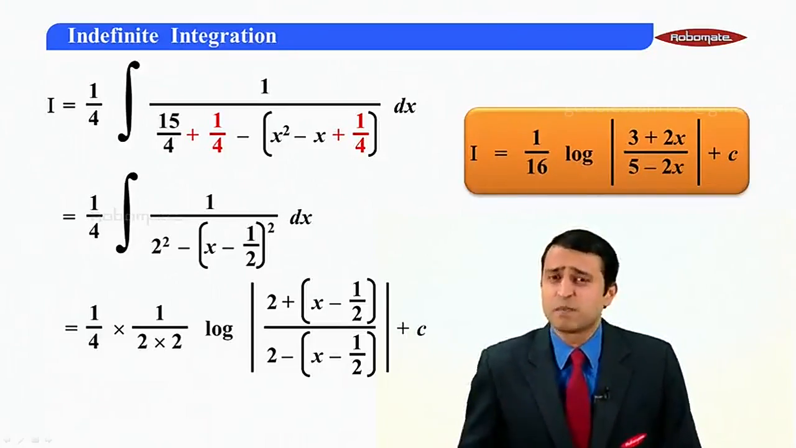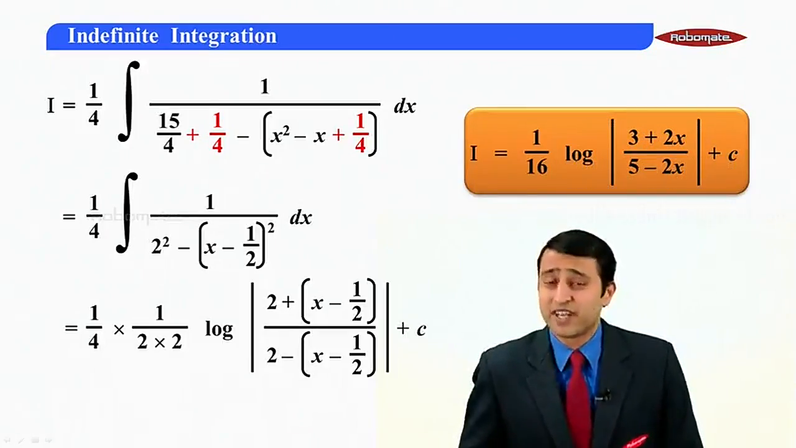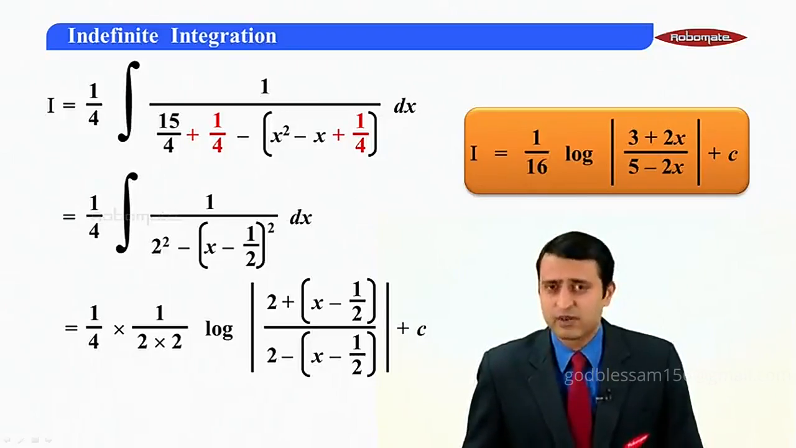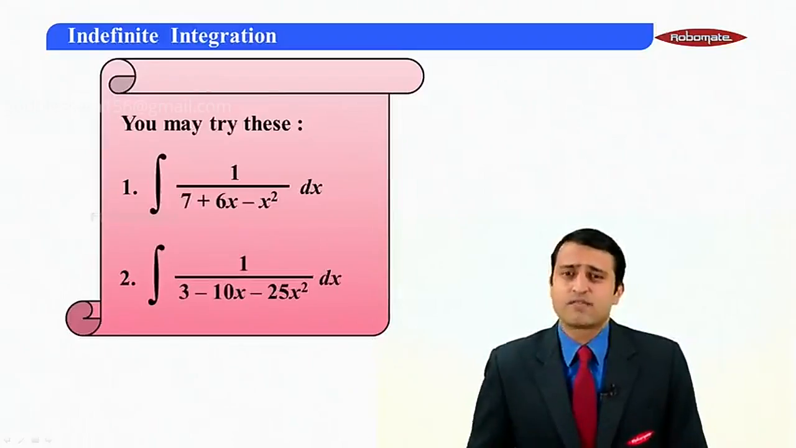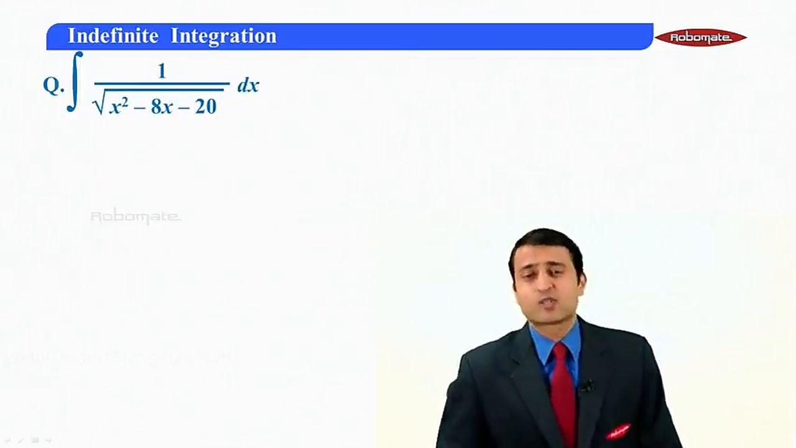So this is how we simplify a quadratic in the denominator, where the coefficient of x square is negative, to be precise, not equal to 1. Is that okay? Let us take some examples for practice. So based on this type of sum, you may try these 2 questions. We have some more questions in store. Let us see the next one.